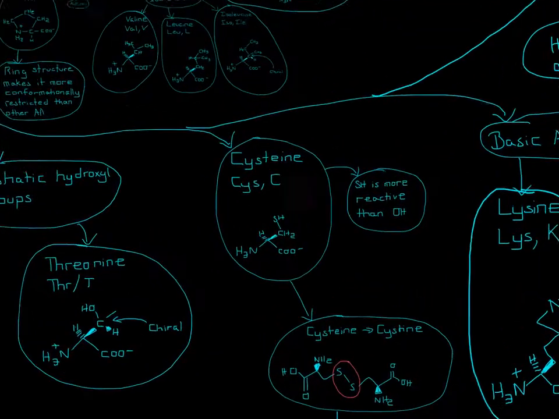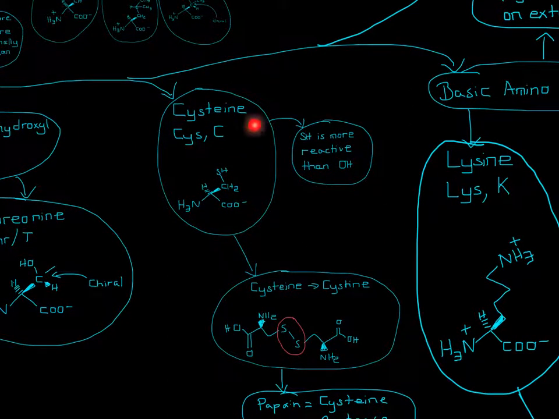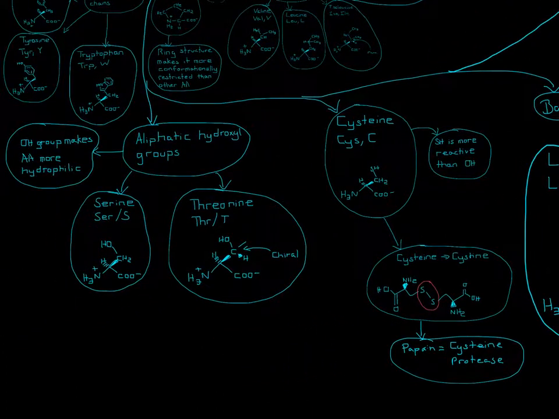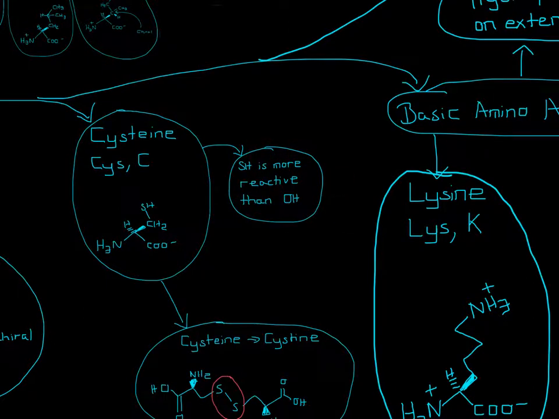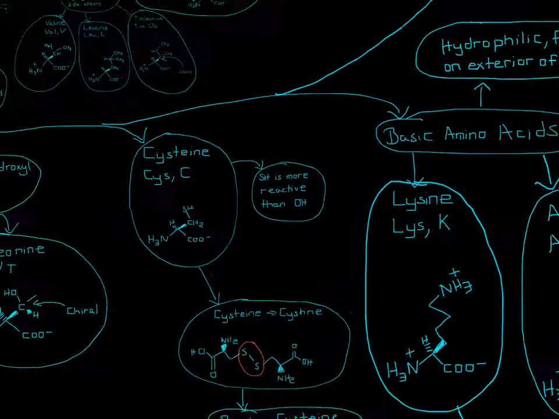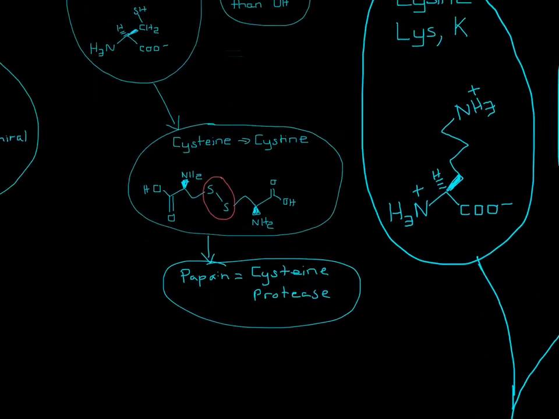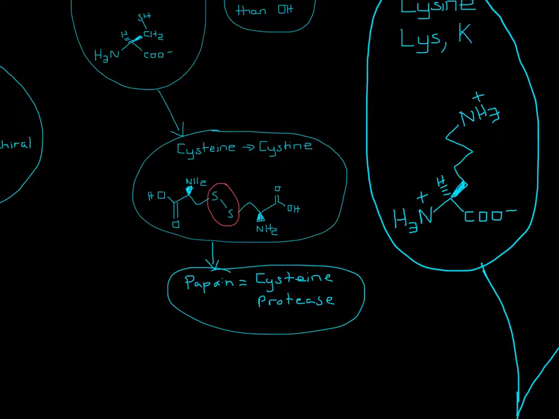So let's talk about cysteine, CYS, pretty straightforward once again. It's just like serine, except instead of an OH, it has an SH. And because of the SH, it's actually more reactive than OH. So that's good to know. The interesting thing about cysteine is that it can create cystine, where a disulfide bridge is formed between two cysteine amino acids. And you have a protein called papain, which is a cysteine protease, which can break up these disulfide bridges.